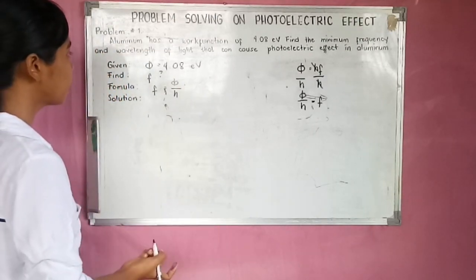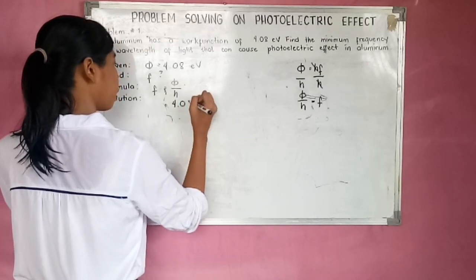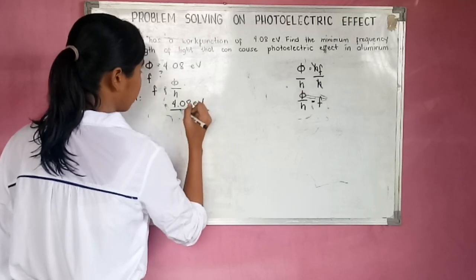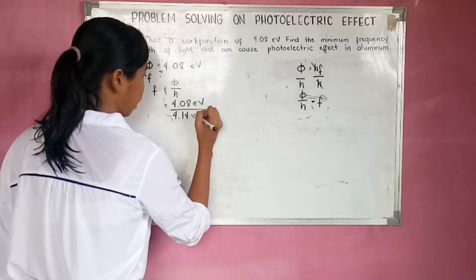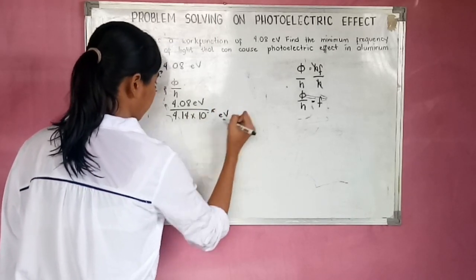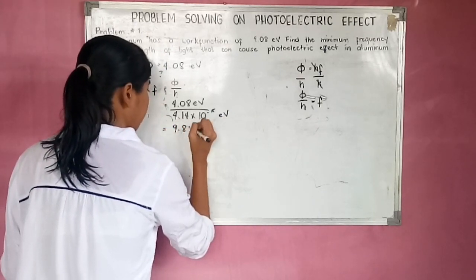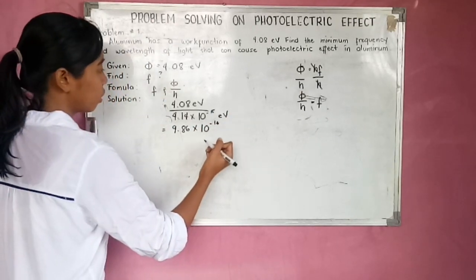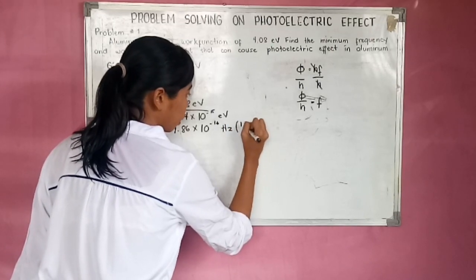Then we are going to substitute it. Work function is 4.08 electron volts divided by the Planck's constant, which is 4.14 times 10 raised to negative 15 electron volts. When you divide it, we will get 9.86 times 10 raised to negative 16. Unit of measurement will be hertz, or 1 cycle per second.